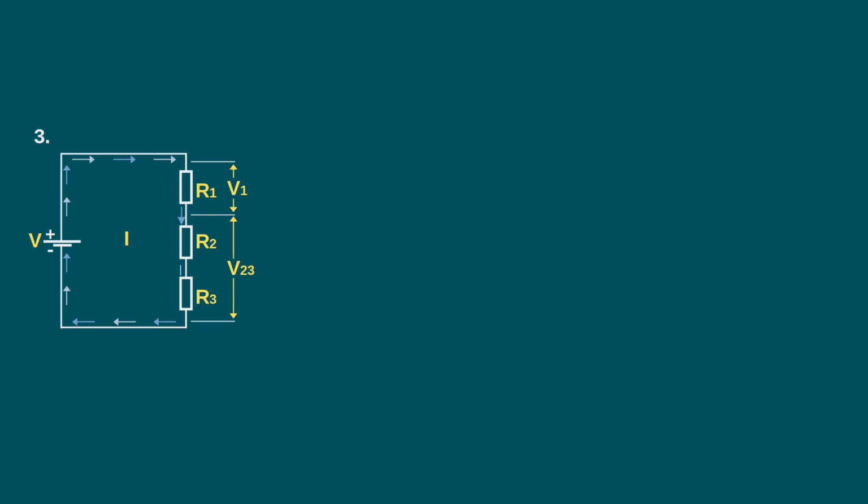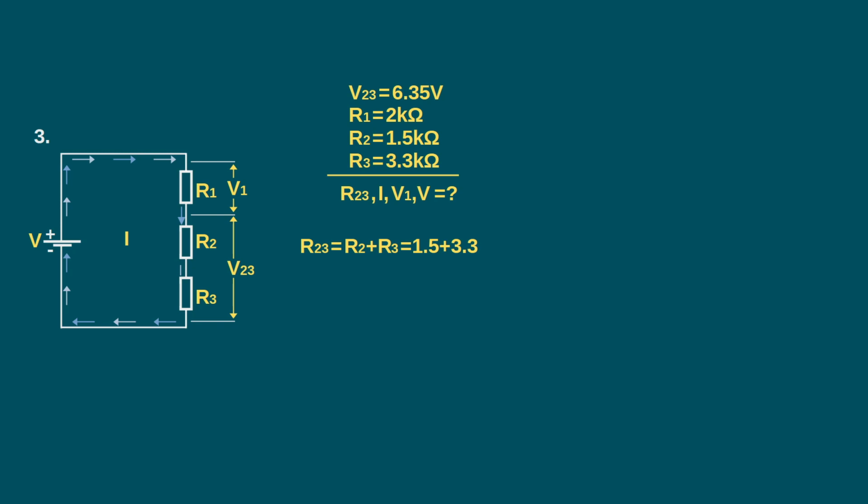In the third example we have a classic exam task. Known are the common voltage on resistors R2 and R3, and the values of the resistors, and it is necessary to calculate R2,3, current, voltage V1, and supply voltage. We will first calculate the resistance R2,3, because with Ohm's law below we can get the current I.